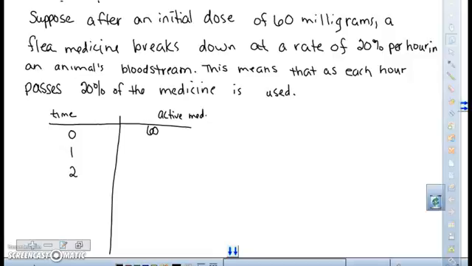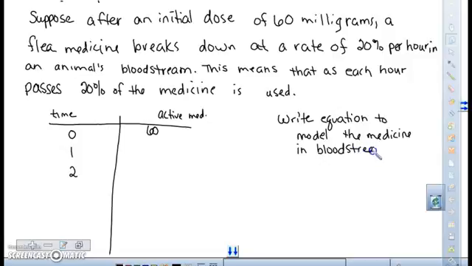So the question is, we want to write an equation to model the medicine amount in the bloodstream over time. Okay? So, if 20% is getting used up every hour, how much medicine is staying in the bloodstream every hour? If I get rid of 20%, I get to keep 80%.